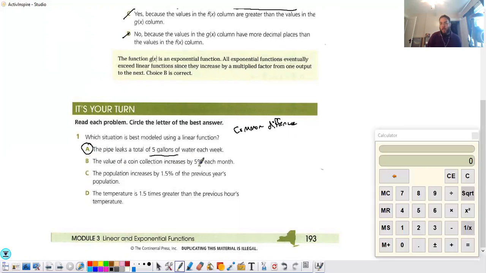The value of a coin collection increases by 5%. So whenever we see a percent increase, right, we're thinking exponential. The population increases by 1.5%, again, exponential. And the temperature is 1.5 times greater than the previous hour's temperature. That is also going to be exponential because we have a constant quotient. It'd be 1.5 times if we were to divide our outputs. So our choice is choice A, which is just adding 5 gallons each week.